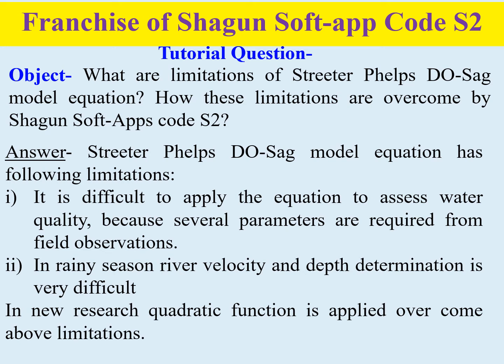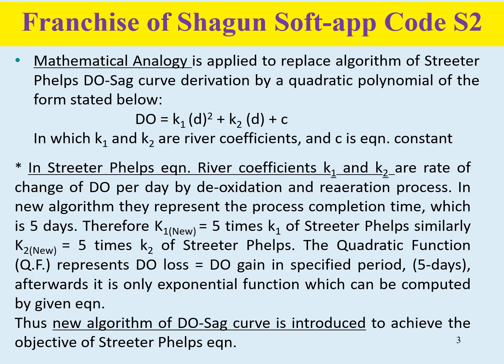In the new research, quadratic function is applied to overcome the above limitations. Mathematical analogy is applied to replace the algorithm of Streeter-Phelps DO-SAG curve derivation by a quadratic polynomial of the form stated below. DO is equal to K1D square plus K2D plus C, in which K1 and K2 are river coefficients and C is equation constant.